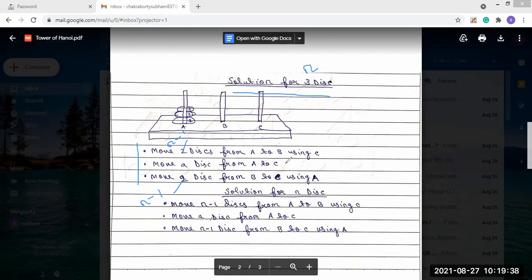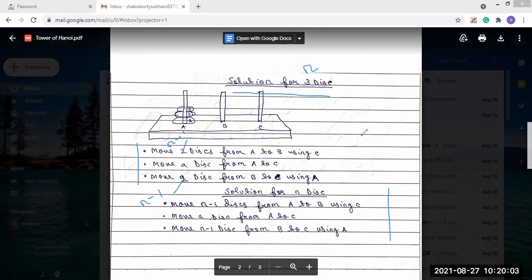That is, move n minus 1 disk from A to B using C, then move a disk from A to C, and move n minus 1 disk from B to C using A. So this will be the solution for n number of disks. Now this Tower of Hanoi problem is an exponentially increasing algorithm.